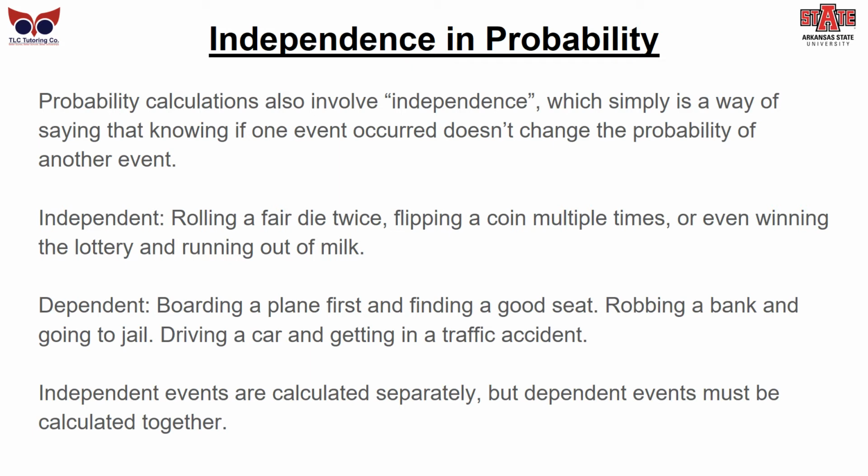But there are also things that are dependent. Say, boarding a plane first and finding a good seat. Those are not independent. You're much more likely to get the seat you want if you get on the plane first. Same thing for robbing a bank and going to jail. You're way more likely to go to jail if you do rob a bank, even if you're not absolutely going to jail. Same with driving a car and getting in a traffic accident. If you never drive a car, you won't get in a traffic accident. So, independent events are calculated separately, but dependent events must be calculated together.